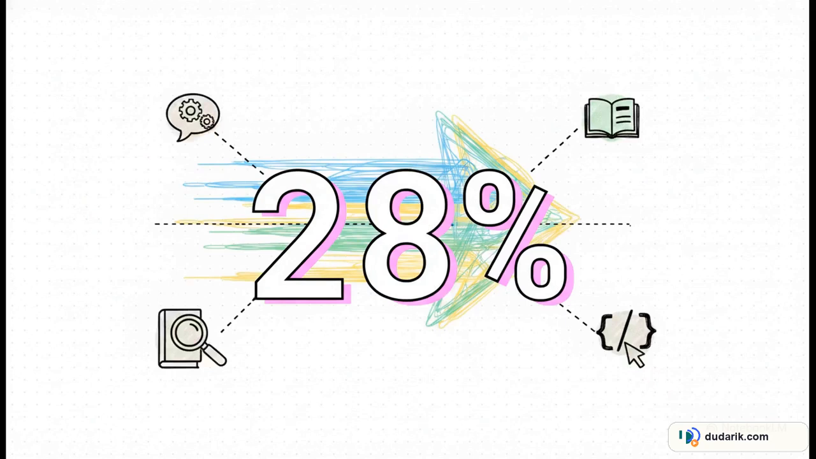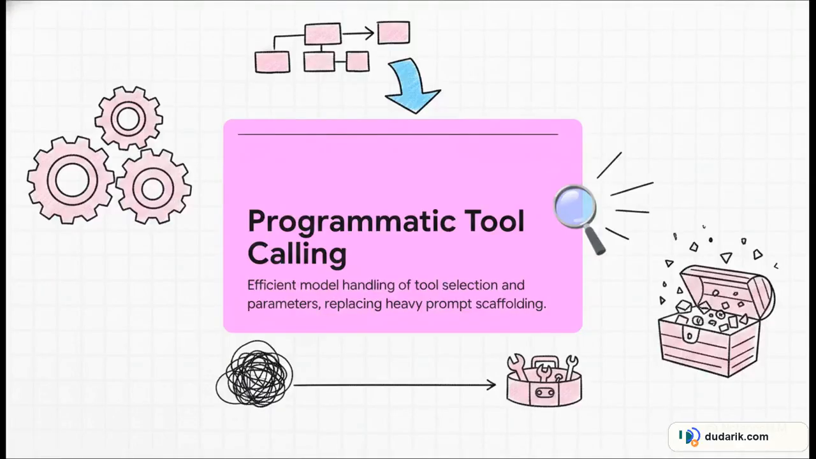Alongside that massive token reduction, the model completes tasks 28% faster. Think about what that does to your user-facing latency. If you're building chatbots, automated research agents, or code gen tools, your users are going to feel that 28% speed boost instantly. It's a real game changer. So, what's the secret sauce behind these crazy numbers? It's something called Programmatic Tool Calling.